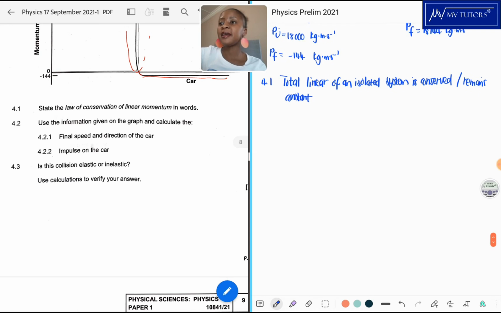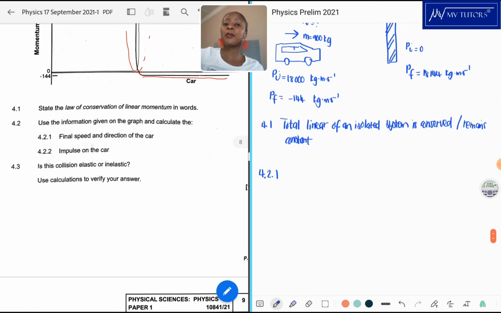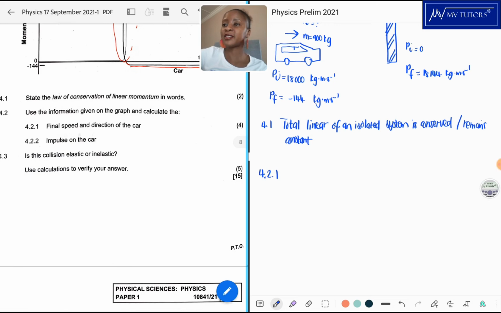Okay, and now 4.2.1: use the information given on the graph to calculate the final speed and direction of the car. Our momentum before and our momentum after: the two objects, the car and the barrier, are separate before and still separate after. So we can just see what the mark allocation is, 4 marks there.